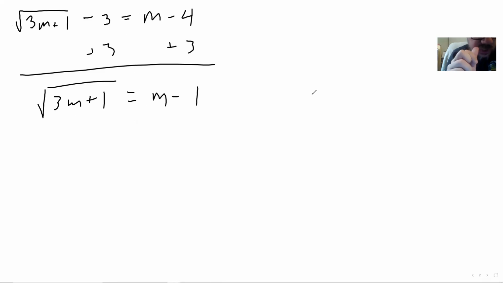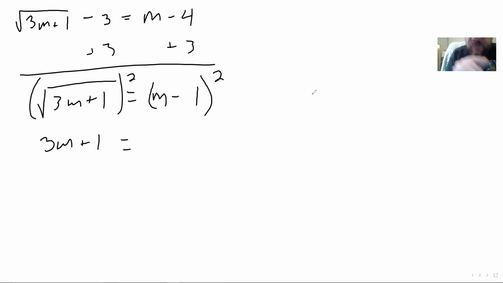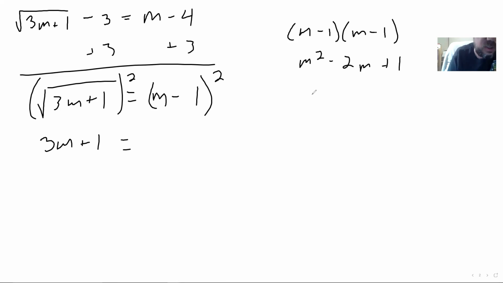Remember when I said I was squaring the side, not each of the things on the side? When I square the left side, it works fine. When I square the right side, I have to multiply that out. That's a polynomial that I have to FOIL out. So the left side is easy enough: 3m plus 1. The right side, I have to multiply out m minus 1 times m minus 1. This happens every time you have more than one term on the side that you are squaring. There's no way to get out of this. There's no shortcut around it. You just have to do it: m squared minus 2m plus 1.